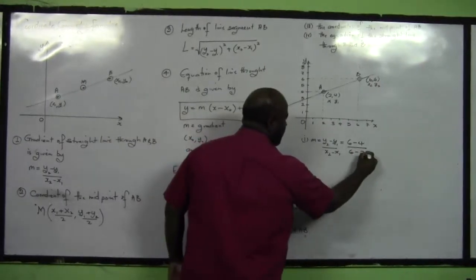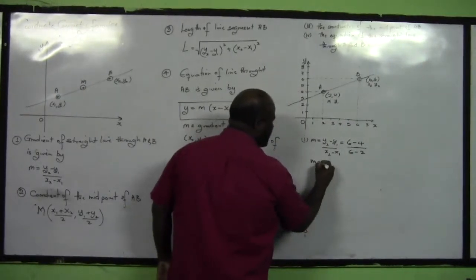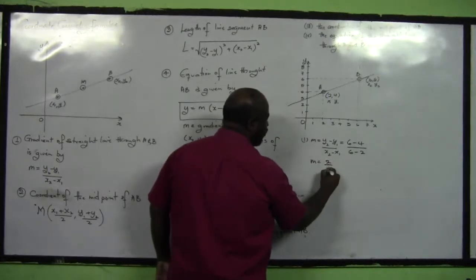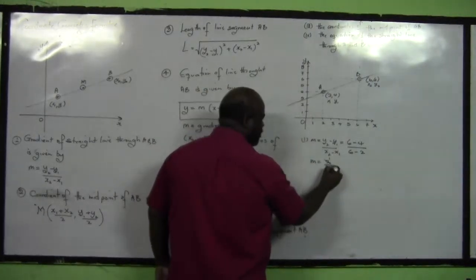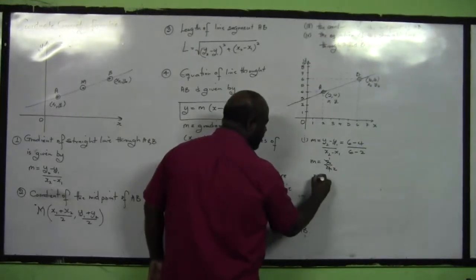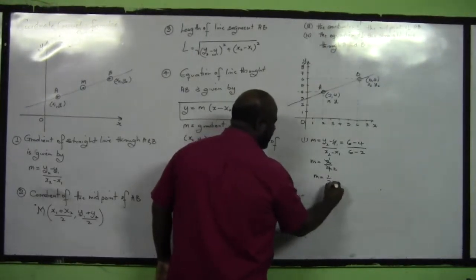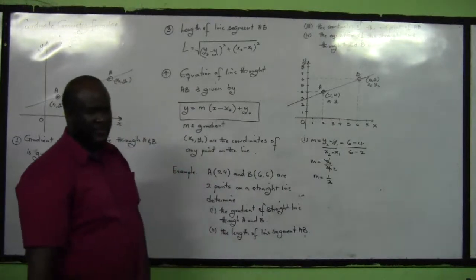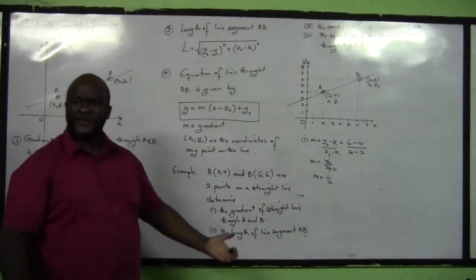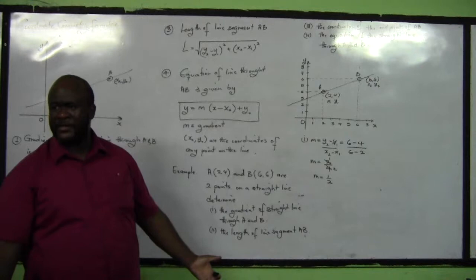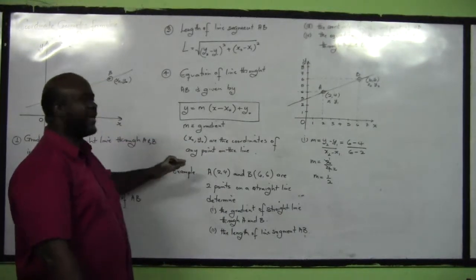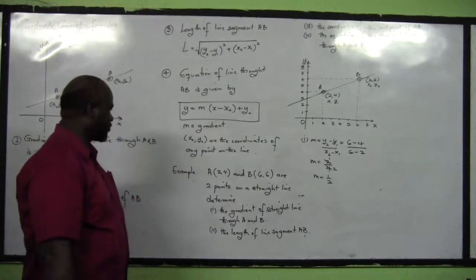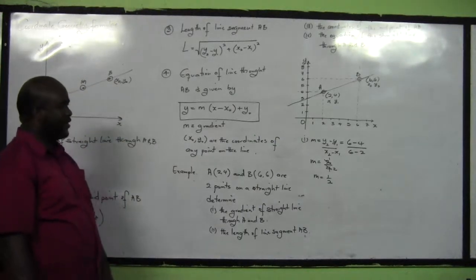So m is actually equal to 2 over 4. Do you agree? Yes, sir. 2 into this is 1, 2 into this is 2. m is equal to a half. Is that positive? Yes, sir. We expected it to be positive. Why did we expect that? Because it is sloping up. From left to right, it is going up. So that takes care of part i.